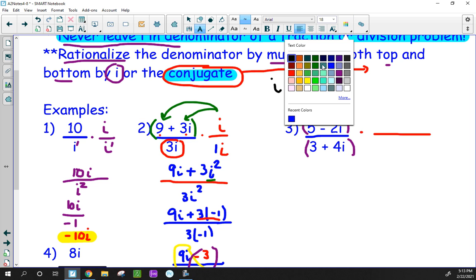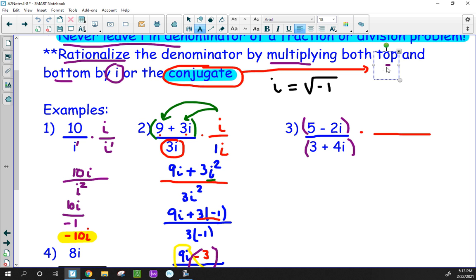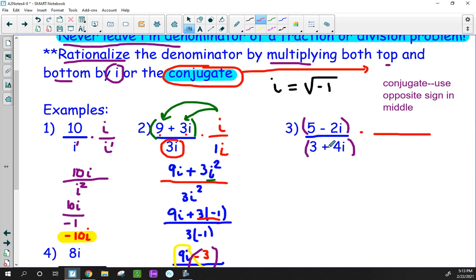Okay, so I'm going to just type that to the side here. Use the opposite sign in the middle. Okay, so what I mean by that, making sure that you understand the language I used, is you're going to look at this, 3 plus 4i, and you're going to multiply by 3 minus 4i. So 3 minus 4i is the conjugate of these terms. Use the opposite sign in the middle. So if this is plus, use a minus, and vice versa.